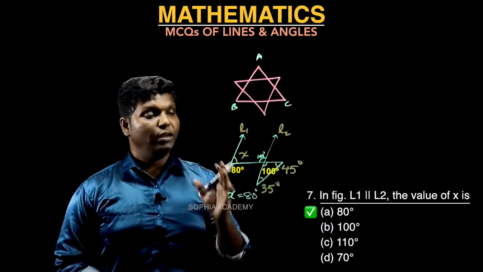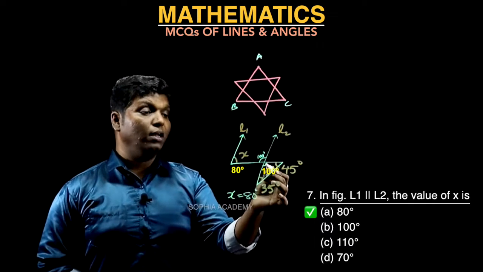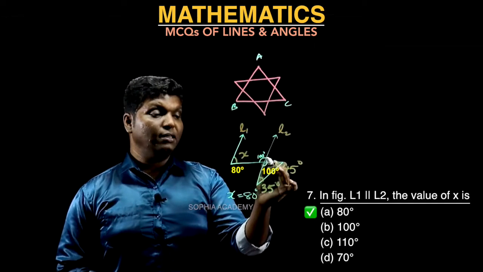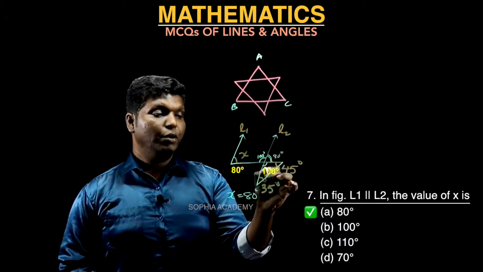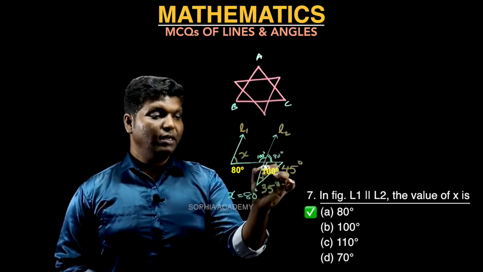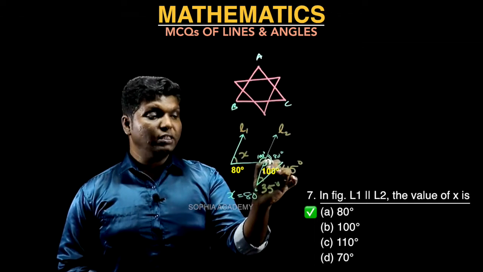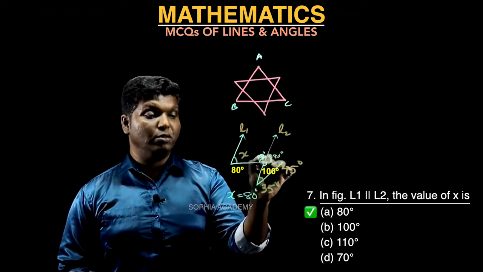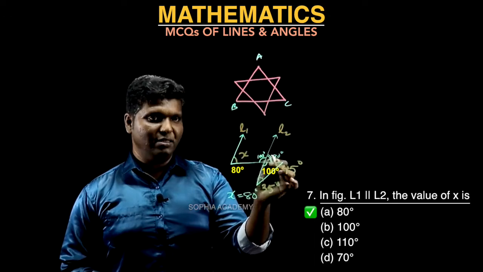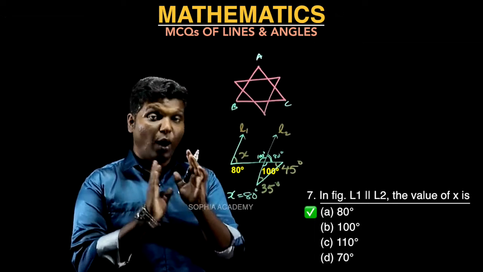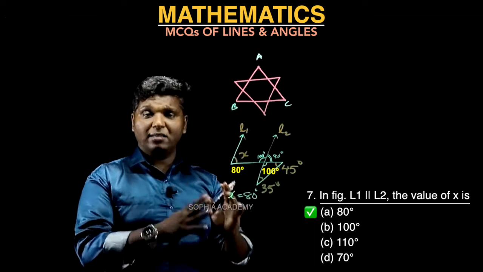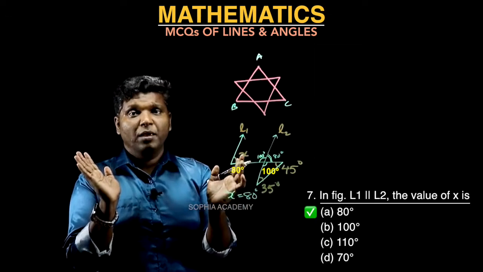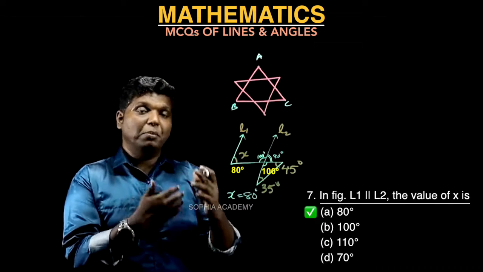So this is the way to find it. Or in other words, you can find it another way. Once you got this as 100, then this angle will be 80, because it's a linear pair, right? If this is 100, this is 80. So if this is 80, this one also should become 80, because these are corresponding angles. So whichever method comes to your mind first, go with that one. There's no need to study this by heart again and again.